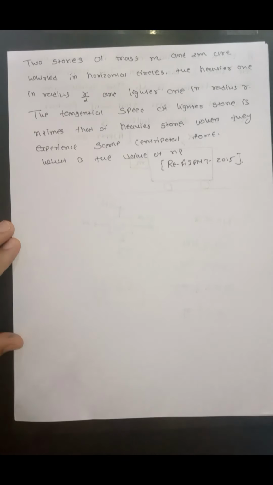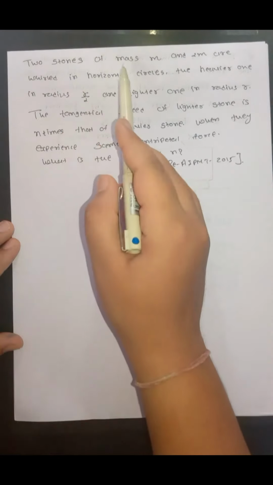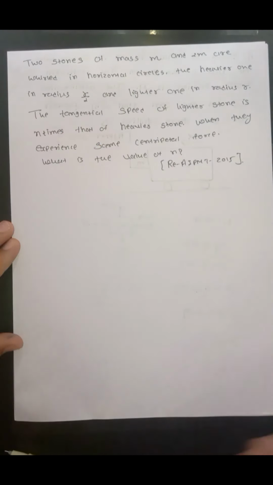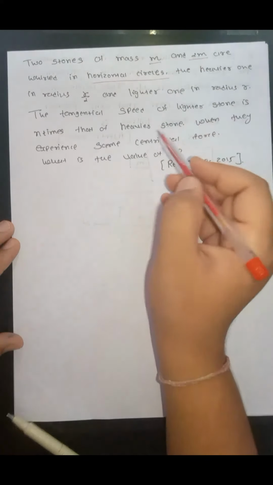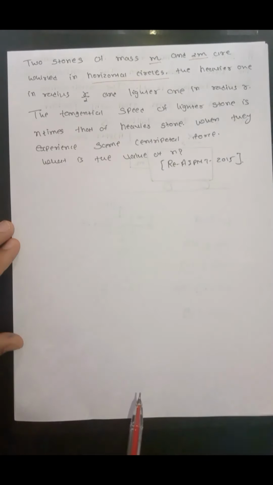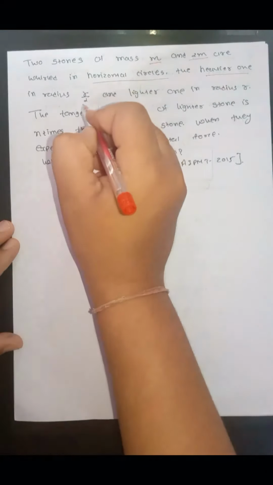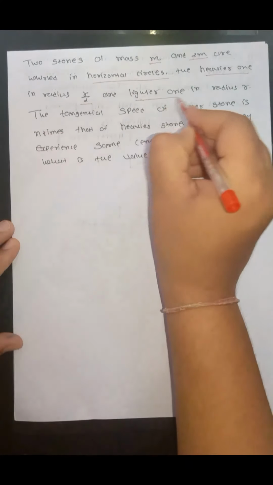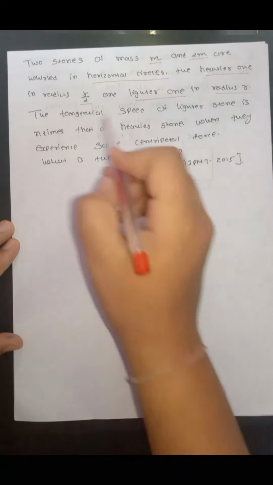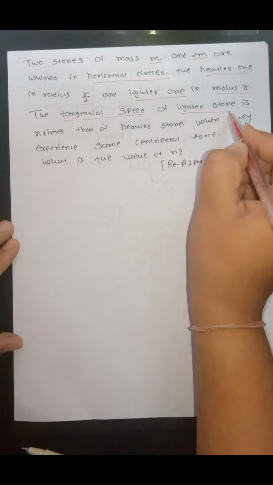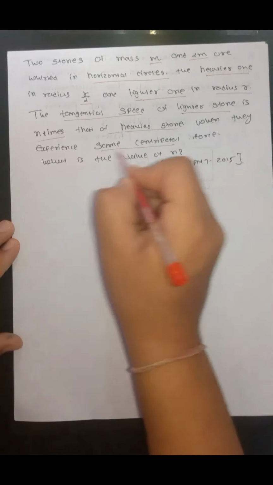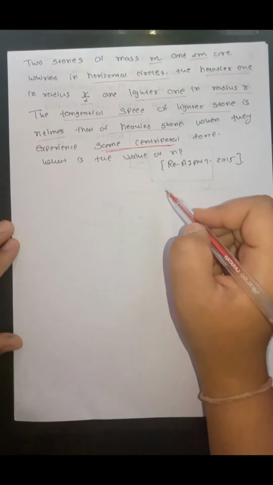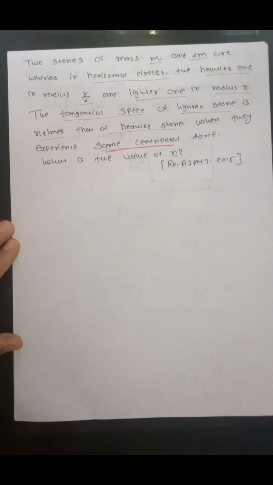Now let us see one example based on circular motion. The two stones of mass m and 2m are whirled in horizontal circles. That means the gravitational force at each of the point is same. The masses are m and 2m. The heavier one in radius r by 2, and the lighter one in radius r. The tangential speed of lighter stone is n times that of heavier stone when they experience same centripetal force. The centripetal force acting on them is same. We want to find the value of n.